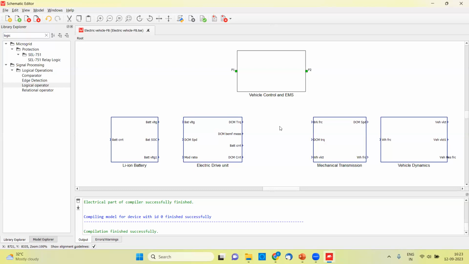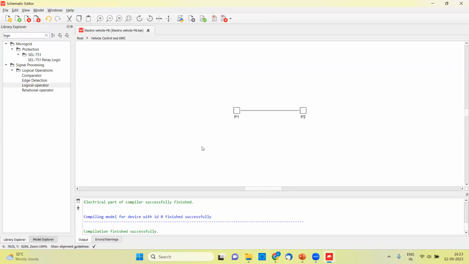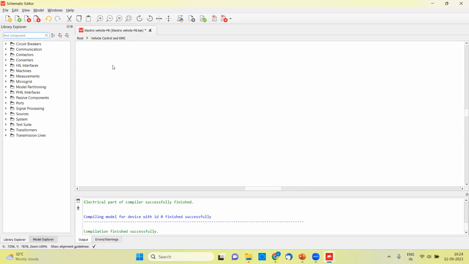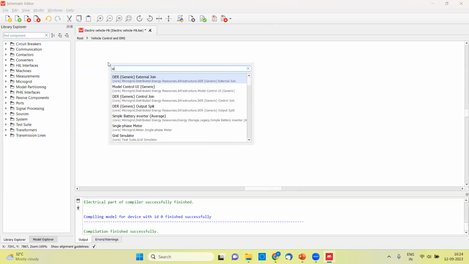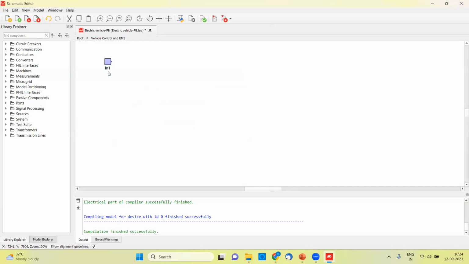So let's start by doing the vehicle control and EMS part. First of all, this subsystem component I'm going to delete because that is the electrical part. Now I'm going to take one input over here, that is the signal input. The name of this input is battery SOC. If you remember, the first block which we made, the lithium ion battery block, we were calculating the SOC at that time. And that SOC is coming inside this control logic. So that is getting calculated and coming inside this control logic.